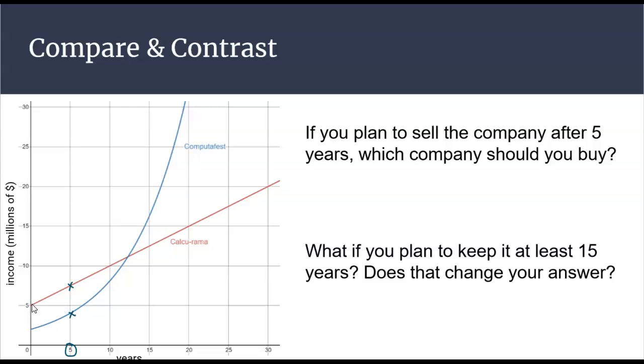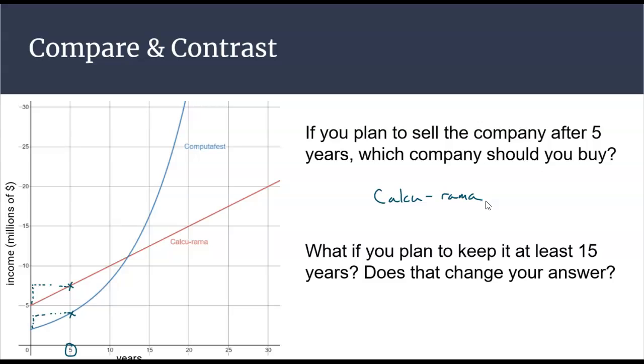But also we can compare, we spent $5 million to buy the company, or we would have. So we can look at the change from when we bought it to when we're interested. It does look like Calcu-rama grew more and is worth more in general. So Calcu-rama is probably our best bet if we're going to sell after 5 years, if this is going to be a short-term company for us.